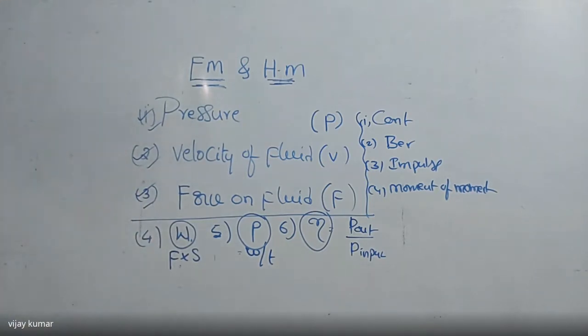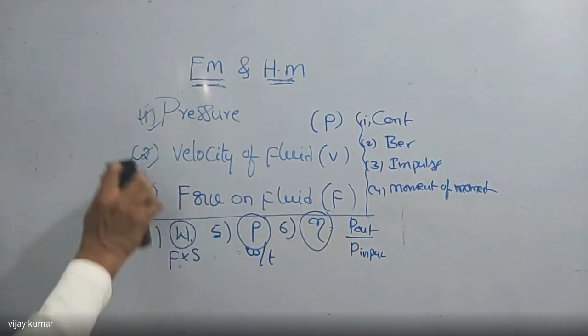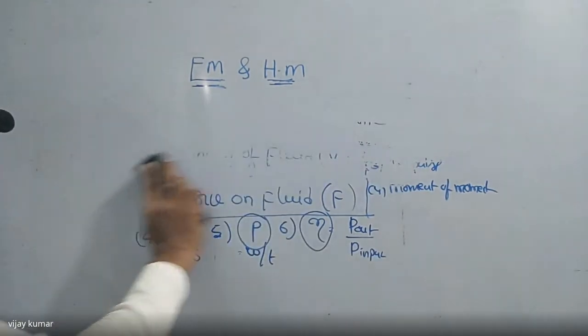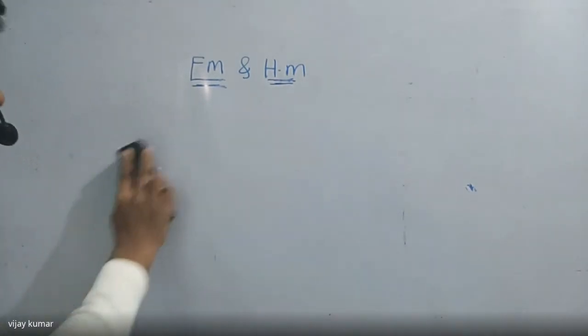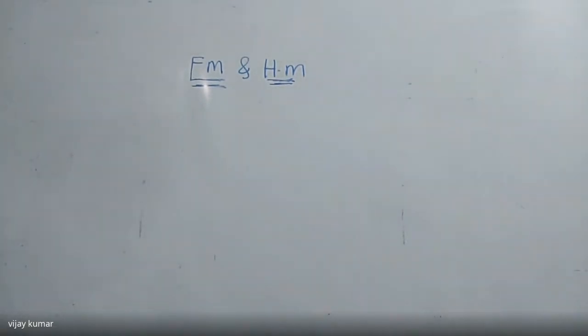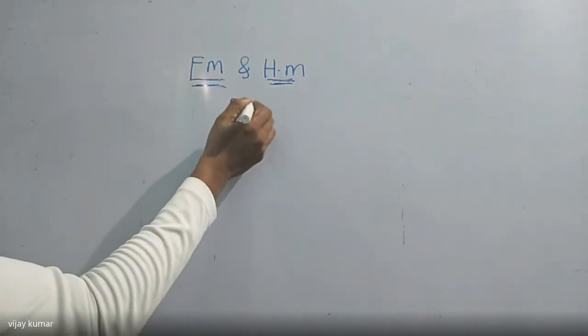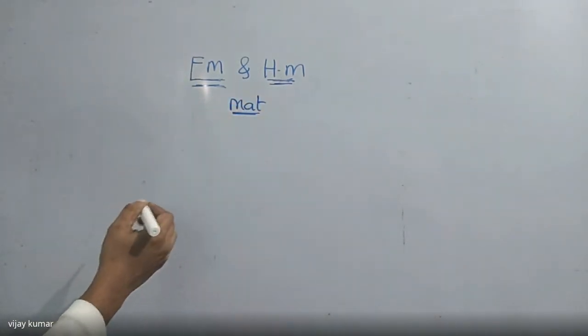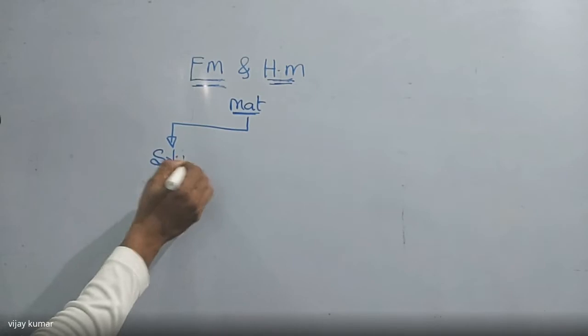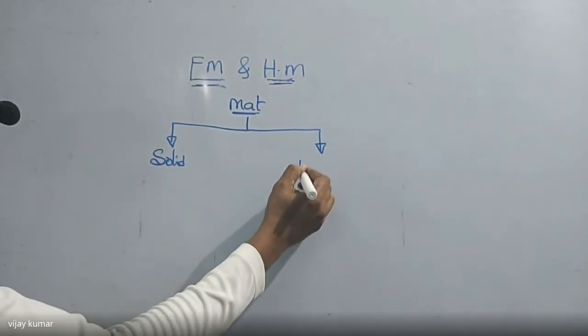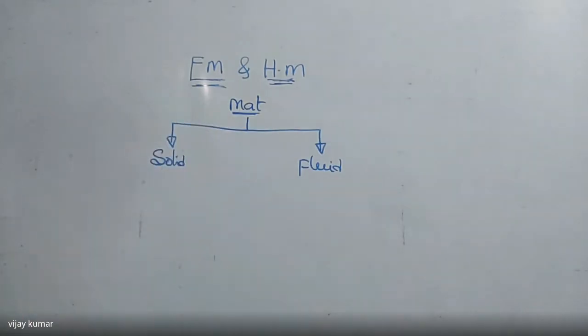Now I want to give you the basic difference between fluid mechanics and strength of material. First of all, what is matter here? In our nature, matter can exist in two forms. One is in the form of solid and another one is in the form of fluid.